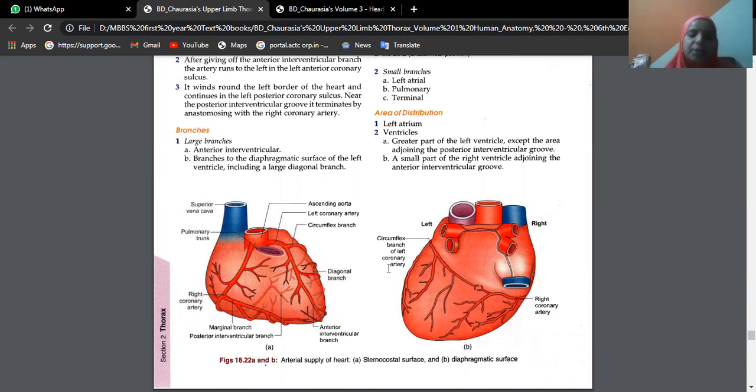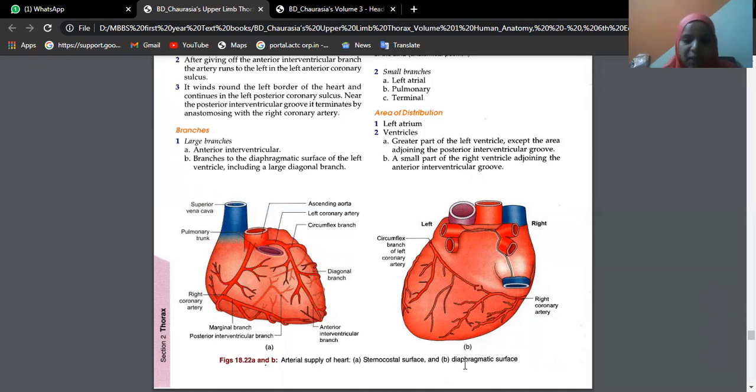The chief blood supply of left coronary artery would be left atrium, left ventricle, but a few branches also go to the right atrium and right ventricle. The same thing is applicable for right coronary artery. Chiefly, right coronary artery supplies right atrium, right ventricle, but a few of its branches may also supply left atrium and left ventricle. Okay, beta? Okay.